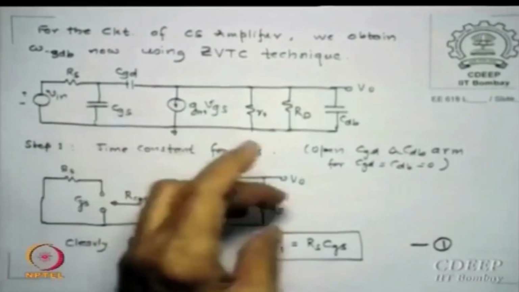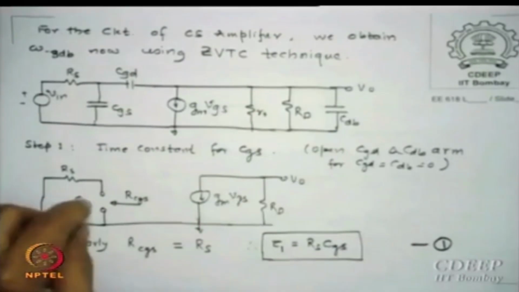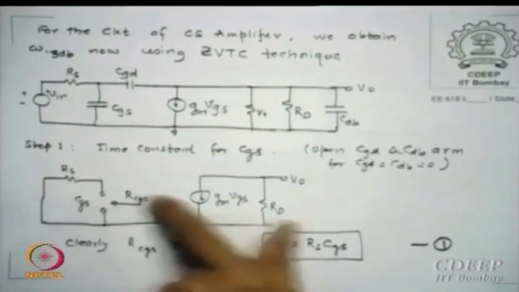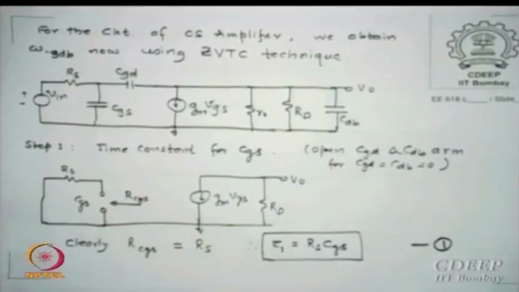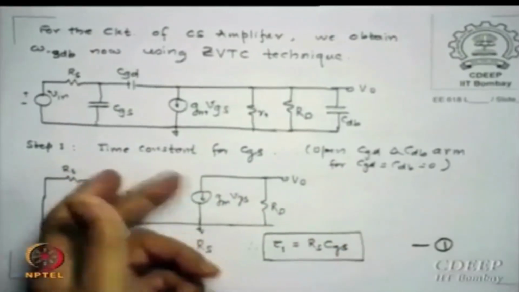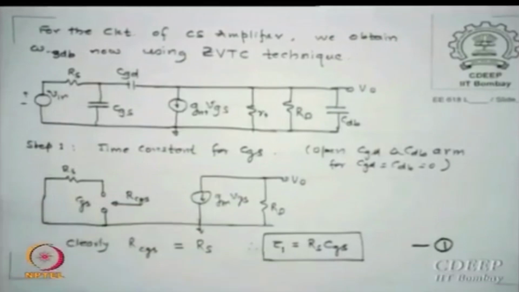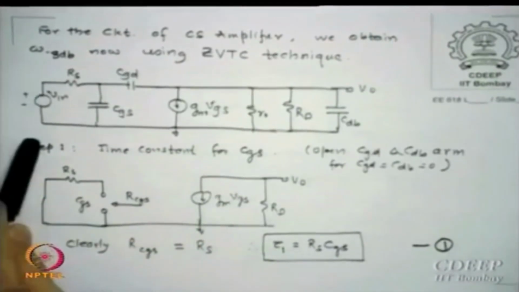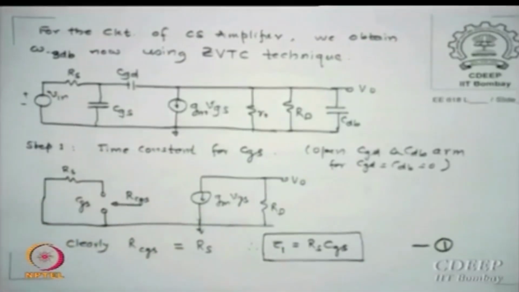You open these capacitances and at this CGS, what is the resistance seen by it? It does not see anything here, there is no connection here. So all that it sees is RS, and short the input independent source. Okay, इसीलिए ये RS इसके across आ गया है ना. So RS is seen by CGS. So time constant associated is RCGS times CGS, or RS times CGS.